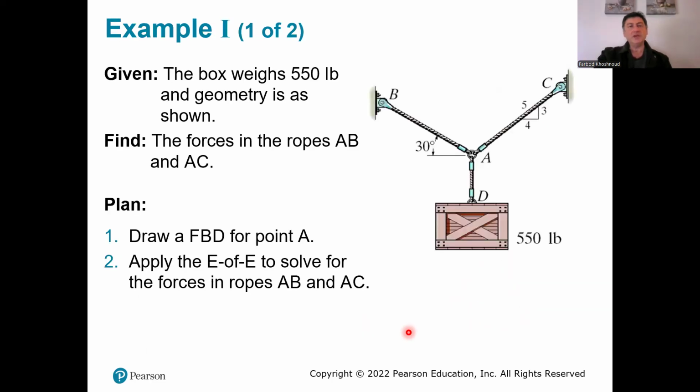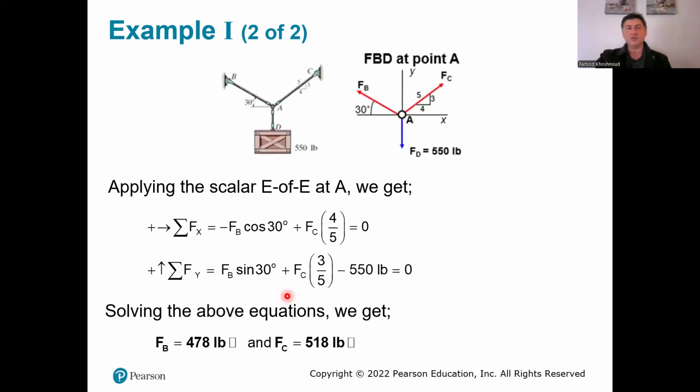Okay, this is an example of solving a static problem. In this case, we have a box with a weight of 550 pounds, and the geometry is shown. And the question is finding the forces in the ropes AB and AC. So we always start with drawing the free body diagram. It's very important. The free body diagram can help us to write the equations of motion. And then we can find the forces after the free body diagram and writing the equations of equilibrium.